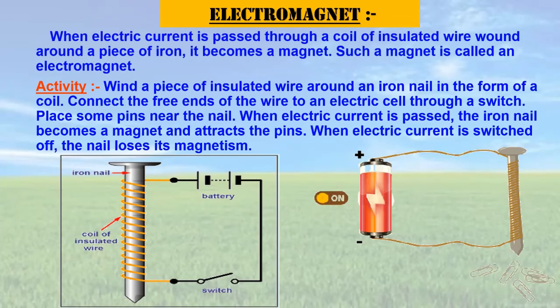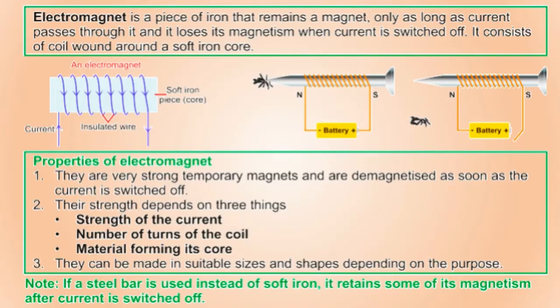So when an electric current is passed through a coil of insulated wire wound around a piece of iron, it becomes a magnet. Such a magnet is called an electromagnet. There are a few important things you need to remember about electromagnets. It is very simple if you just remember one example. If you take an iron nail and wind a wire around it, and you put on the battery, the nail acts as a temporary magnet, and it loses its magnetism when current is switched off. So it consists of a coil wound around a soft iron core.